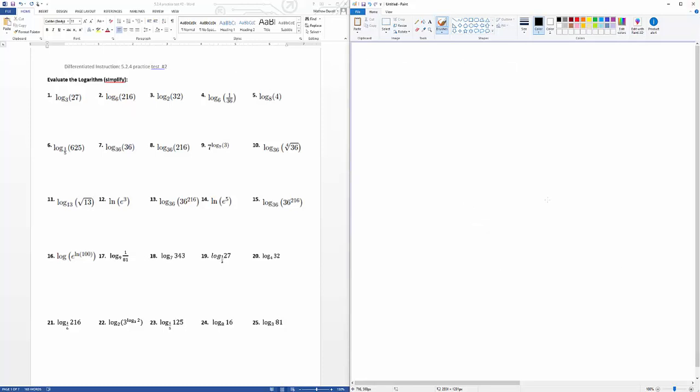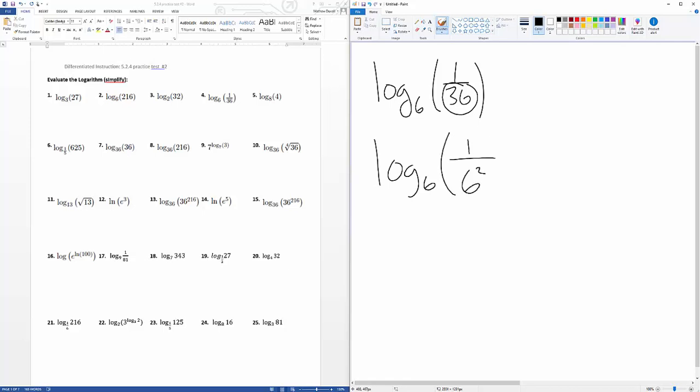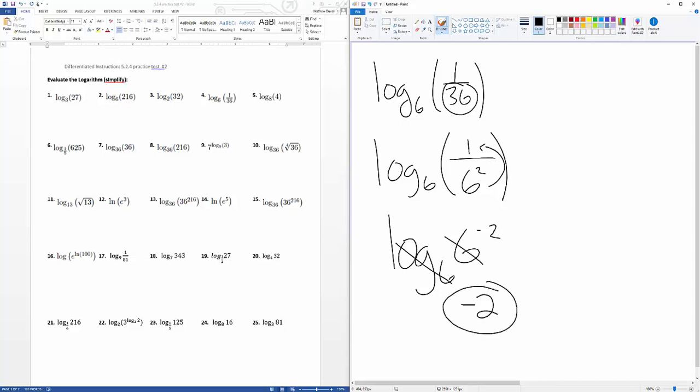Let's look at number 4. So how do I rewrite this 1 over 36 as 6 to some exponent? We can start with this 36. That turns into 1 over 6 squared. Now I can move that to the top because it needs to be 6 to some exponent. So that becomes 6 to the negative 2. That reduces, and then I get negative 2.